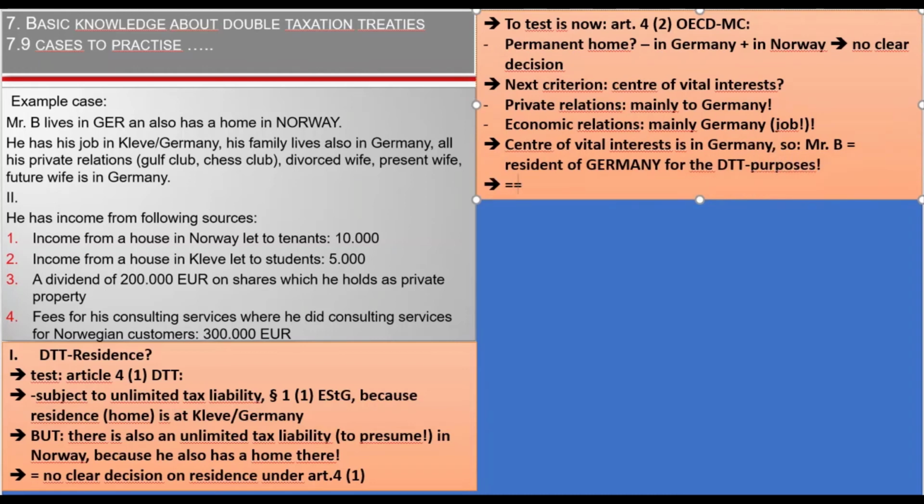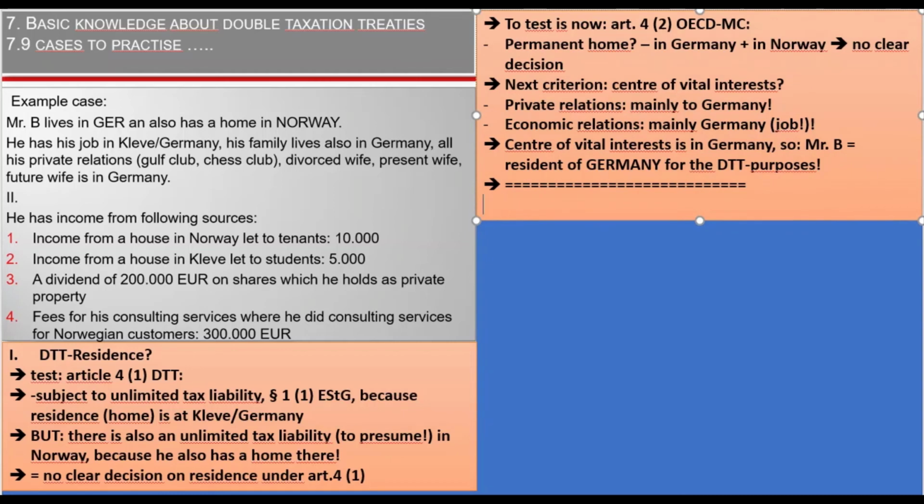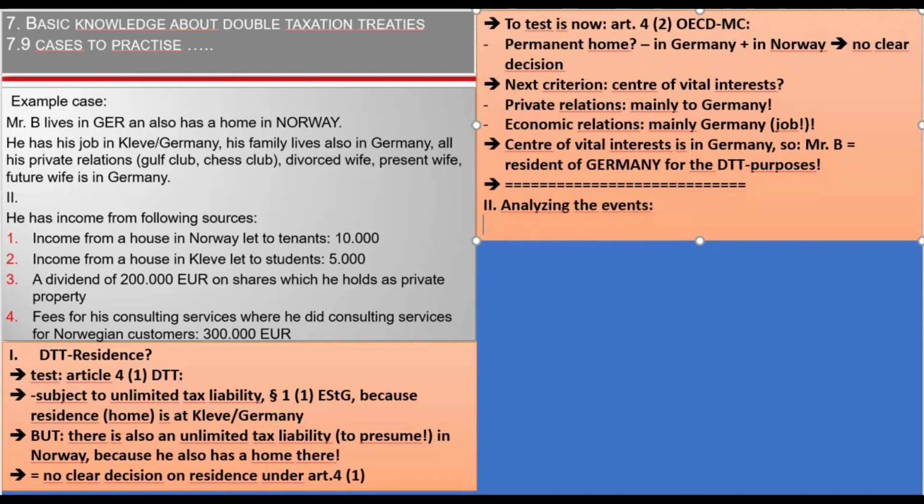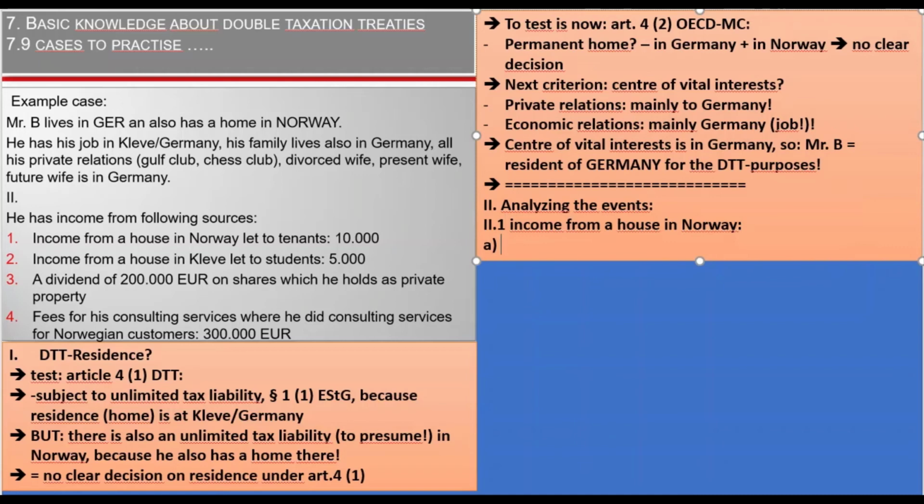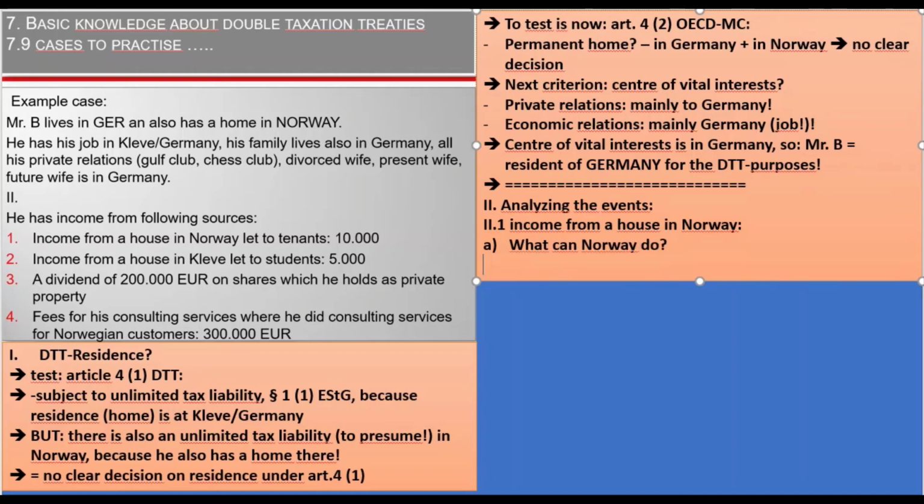Good. Now we got this, and after part 1, part 2 naturally must begin analyzing the events. Now we have something to do. 2.1, income from a house in Norway. First question was again, what can Norway do? And then we have to test again the double taxation treaty. And beginning from the Article 6 to 21, we have to look them all through if something shows up which might be of interest for us. So yeah, let's try this.